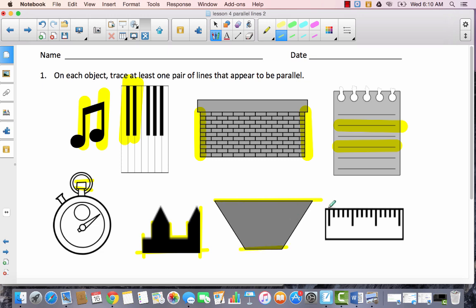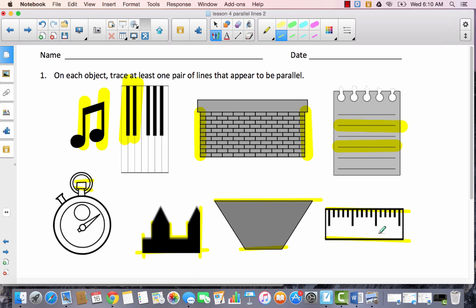Now in the ruler, the top is parallel to the bottom. The sides are parallel, and all of these little line segments are parallel to each other. So lots of lines are parallel, just like lots of lines are perpendicular, especially when you're talking about common objects.